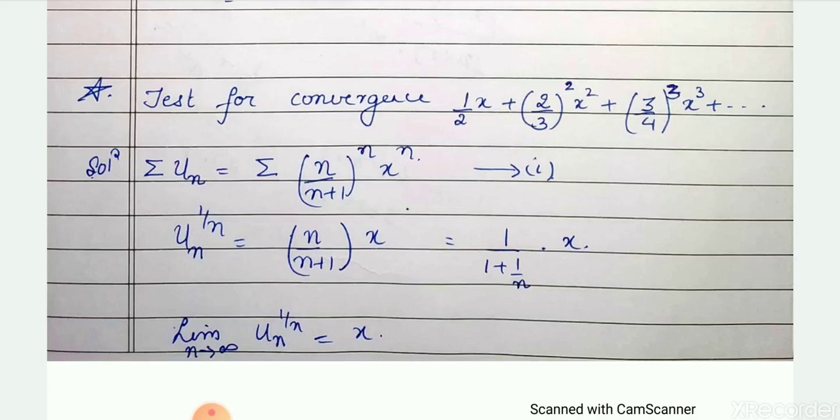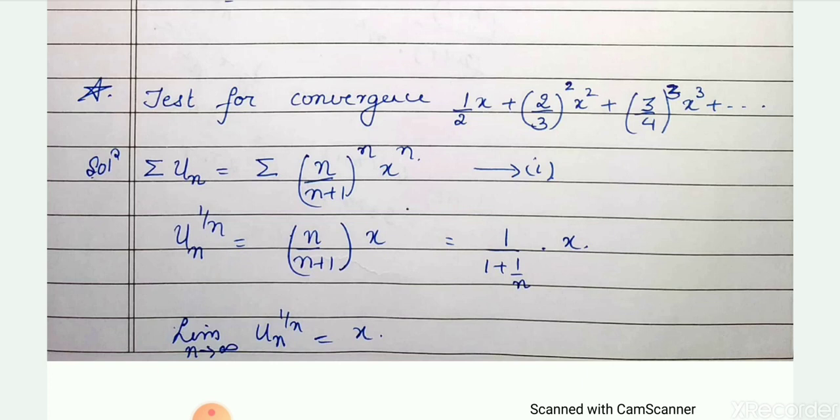1 by 2x plus 2 by 3 raised to 2x square plus 3 by 4 cubed x cubed plus and so on. The first term is 1 by 2x. So we'll just see x terms first. First term has got x, second term has got x square, third term has x raised to 3. So nth term is going to be x raised to n.